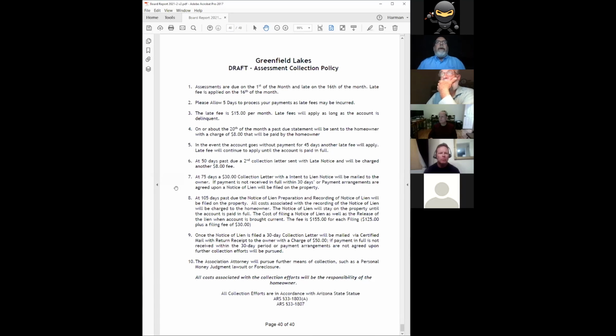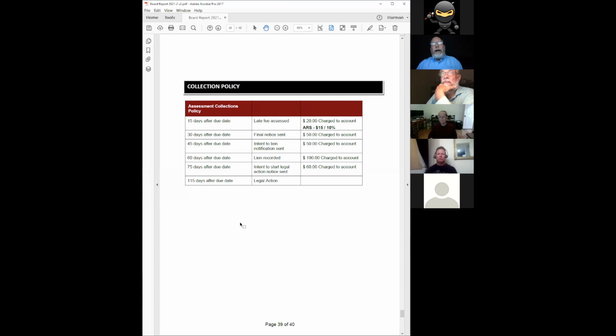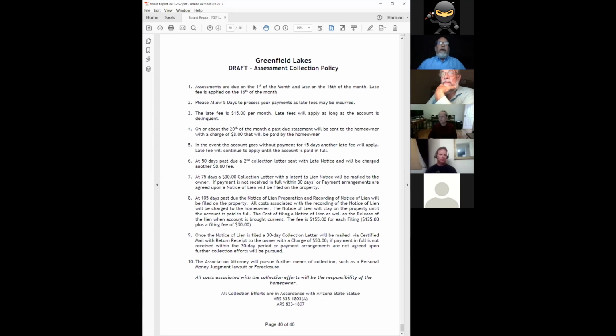So probably the biggest difference is the length of time. The end result of both is it eventually goes to the lawyer, if they literally don't pay after several months. In this policy, it goes to the lawyer after about 140 days. In the previous one, it was about 115 days. That's probably the biggest difference. The fines or the actual collection fees are less in this one. $15 is the late fee, and it's every month that they are late.